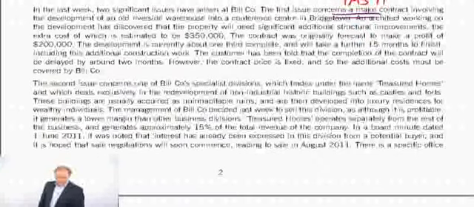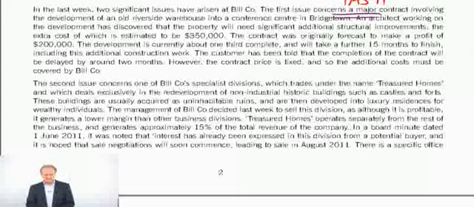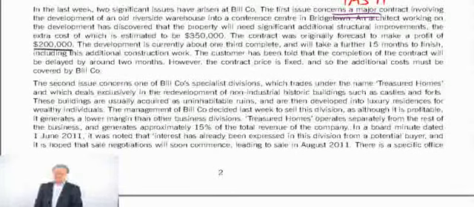So, where are we? An architect has discovered property will need significant improvements. The extra cost is $350. The contract was originally forecast to make a profit of $200. Well, if that's the case, and it's now expected to cost another $350, a profit of $200 is now a loss of $150.